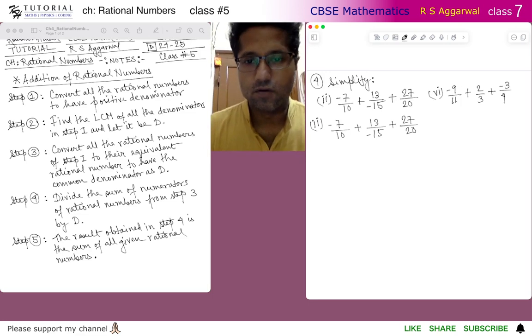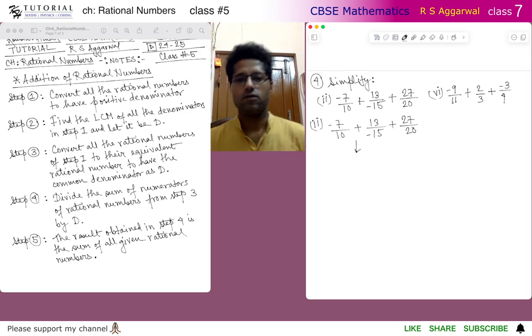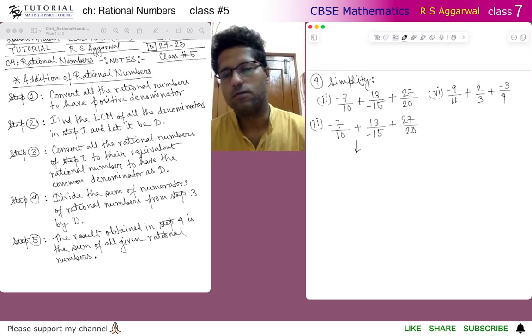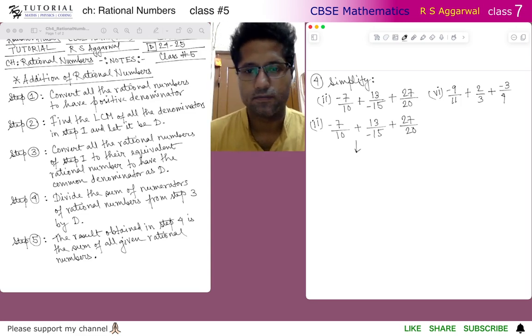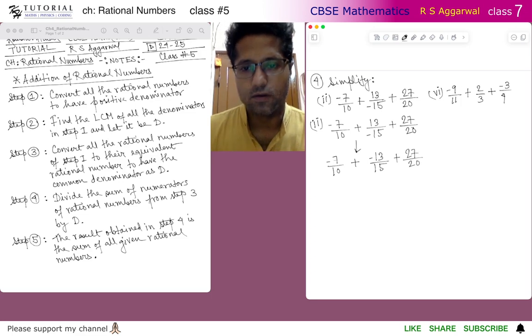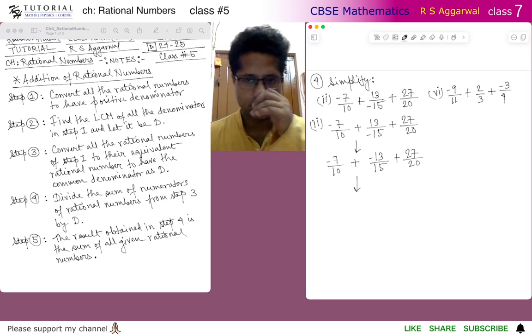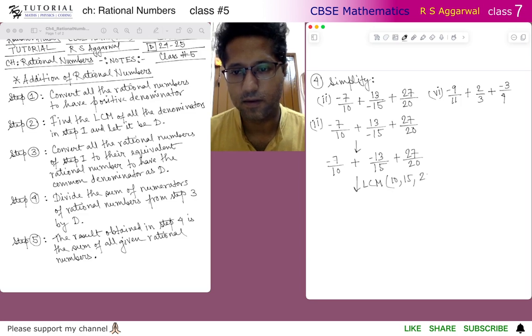First we see that one denominator is negative, so we have to convert all the rational numbers so that they have all positive denominators. After doing so, we have to do step 1. We get minus 7 by 10 plus minus 13 by 15 plus 27 by 20. Now we see that the denominators are different but positive, so we have to find the LCM of the denominators. That is, we have to find the LCM of 10, 15 and 20.